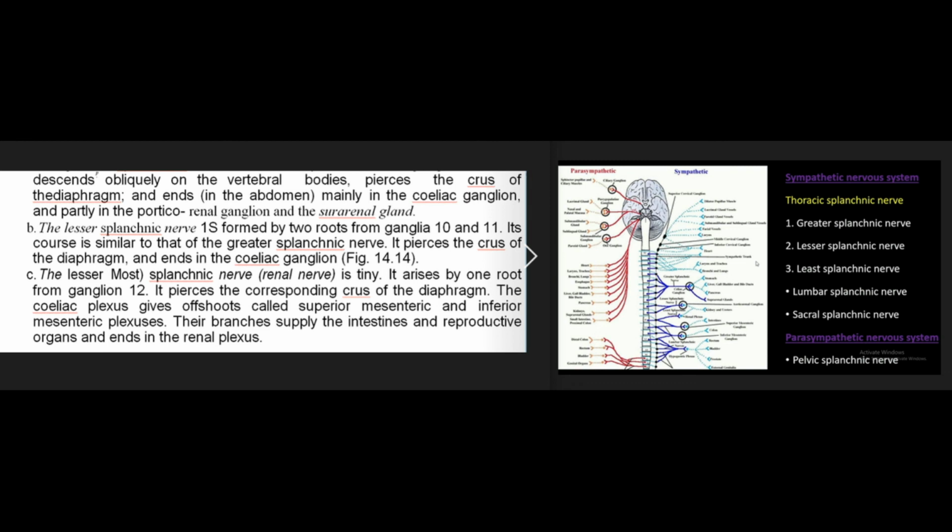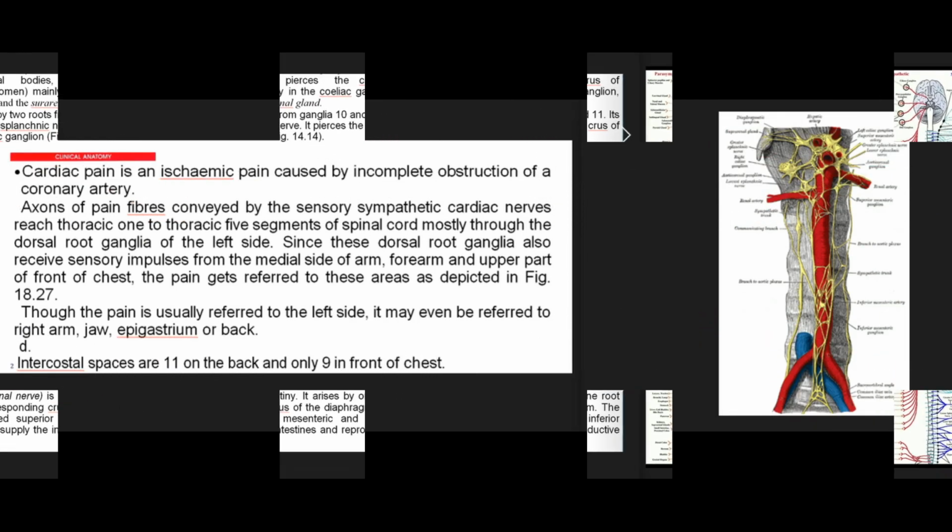The lesser splanchnic nerve is formed by 2 roots from ganglia 10 and 11. Its course is similar to that of the greater splanchnic nerve. It pierces the crus of the diaphragm, and ends in the coeliac ganglion, Fig 14.14. The least splanchnic nerve, the renal nerve, is tiny. It arises by 1 root from ganglion 12. It pierces the corresponding crus of the diaphragm. The coeliac plexus gives offshoots called superior mesenteric and inferior mesenteric plexuses. Their branches supply the intestines and reproductive organs and end in the renal plexus.